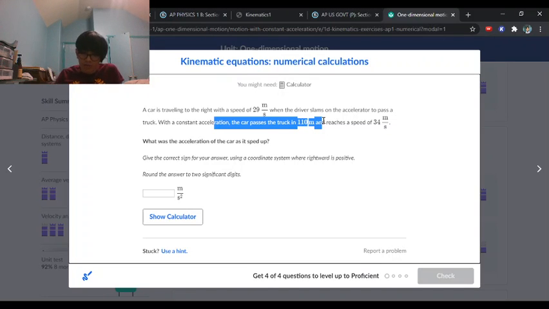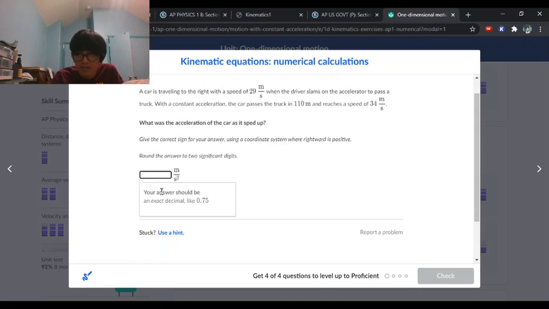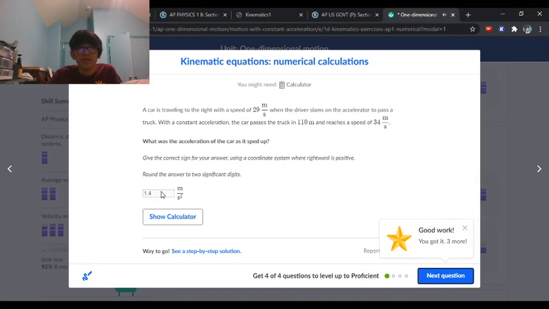So our acceleration is approximately, and it says to do it to the nearest two significant digits, 1.4 meters per second squared. Right? 1.4 meters per second squared. And there you go.